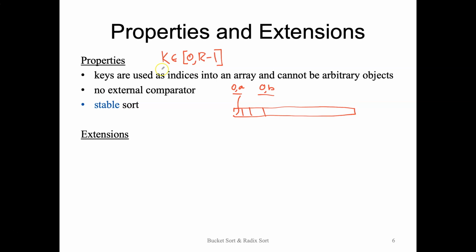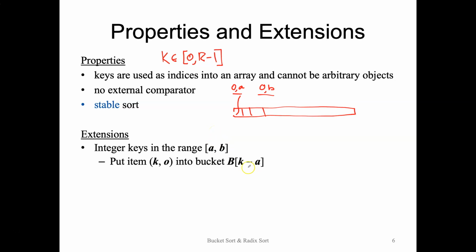But we can extend bucket sort also to handle the case that the keys aren't in the range of 0 to some number. Maybe they're in a different range. So we have keys that are integers, but they're in the range from a to b, maybe from 500 to 600. Well, we can always offset all of those keys by whatever that minimum value is. So even if we had negative keys, for example, we can offset them so that they always start at 0 and then end at some number.